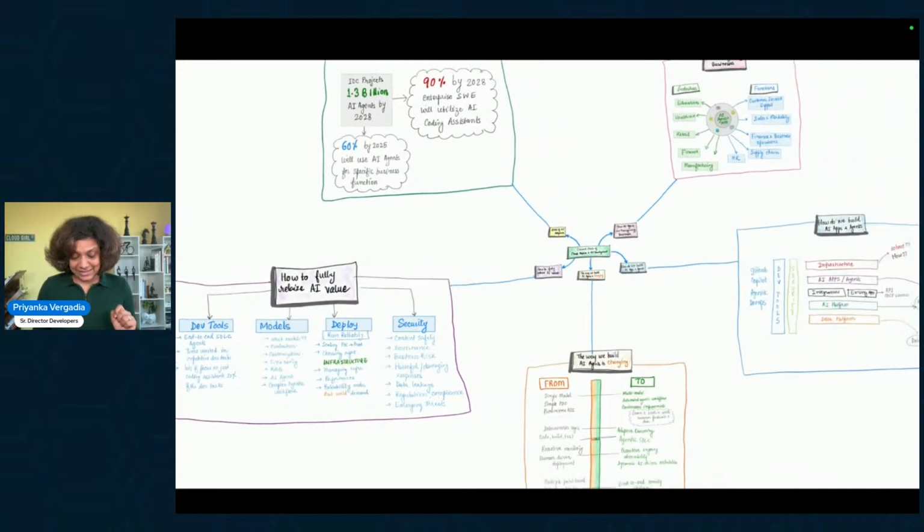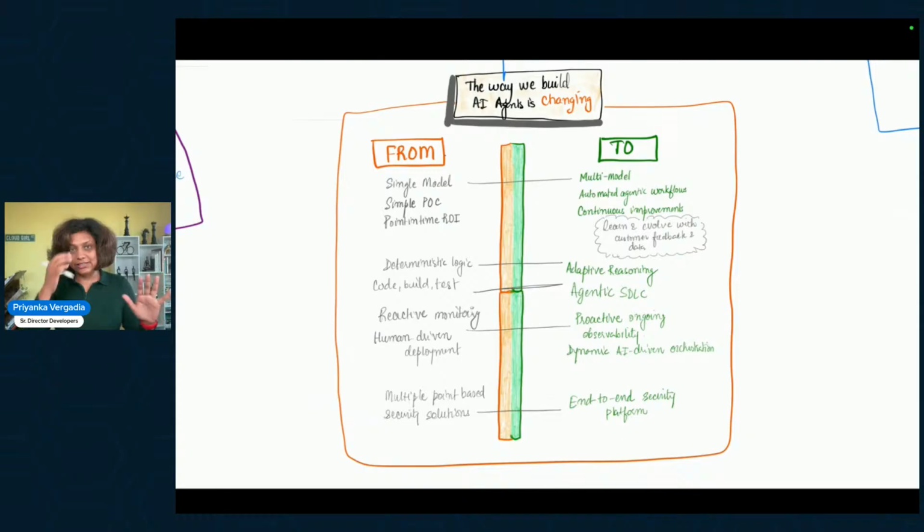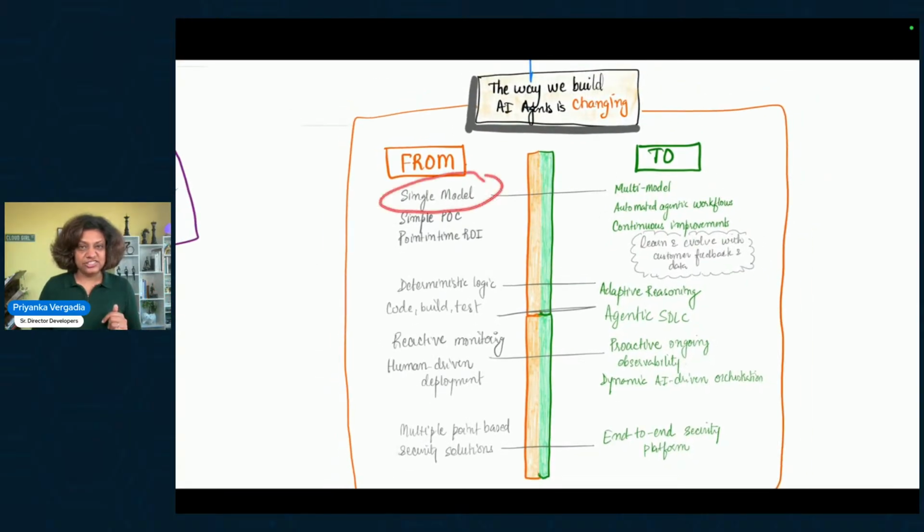Now, the next thing I want to talk about is, if you take all of those learnings that we covered in the last section, how is it changing how we build AI agents? Since 2022, we've been prototyping, and most companies are at this stage where we're doing single models for applications, working on simple POCs and point in time ROI. It's helping me be 10% more productive.